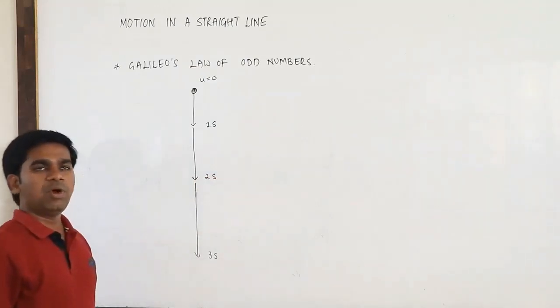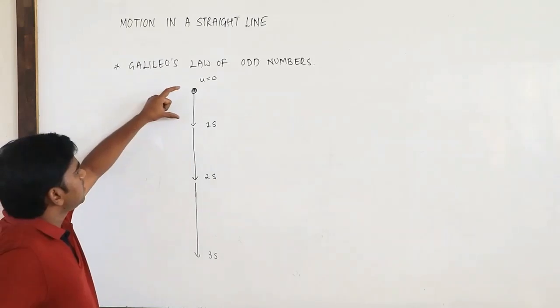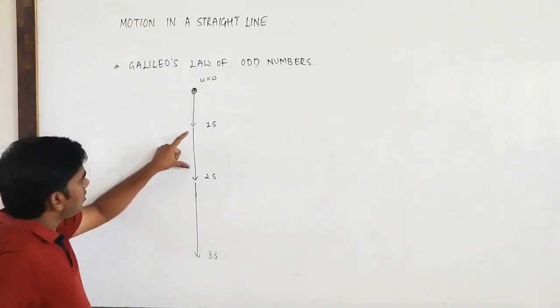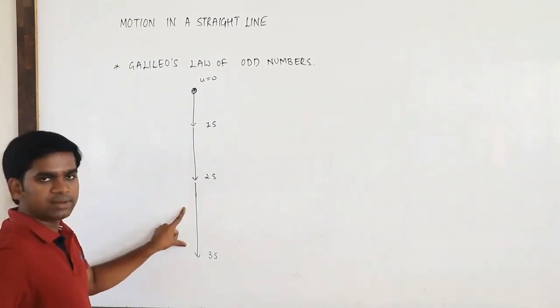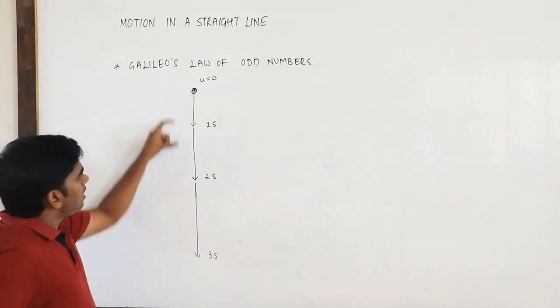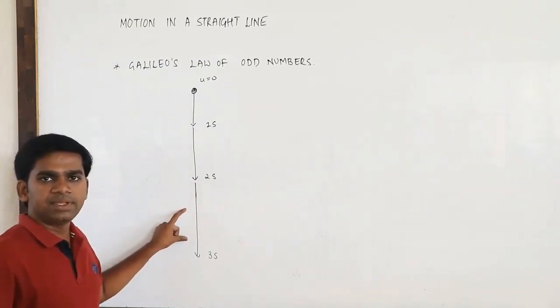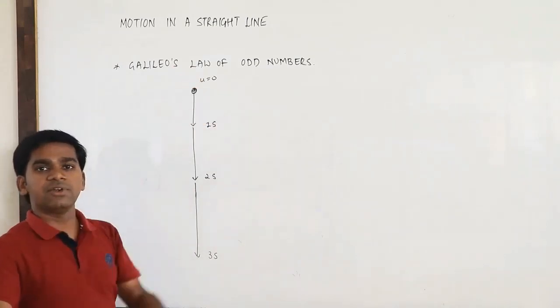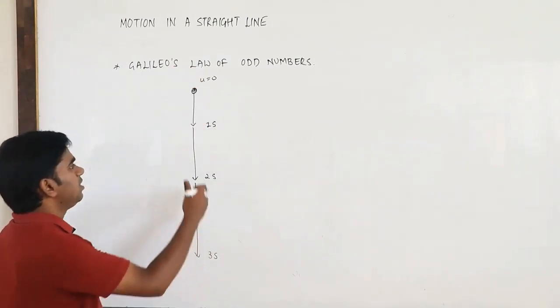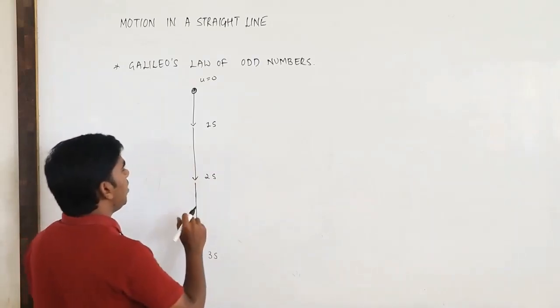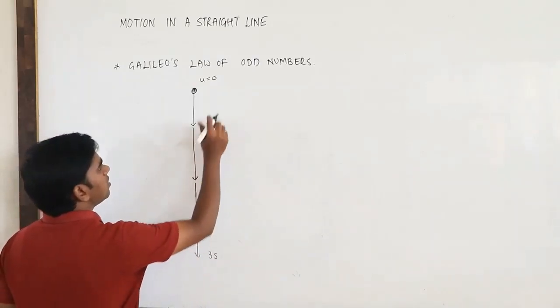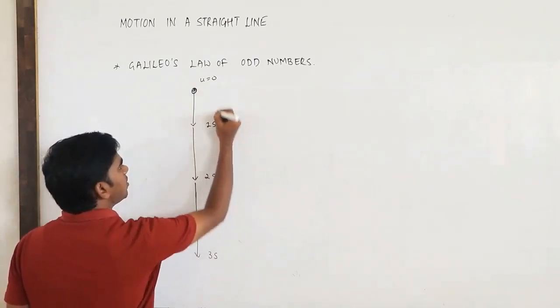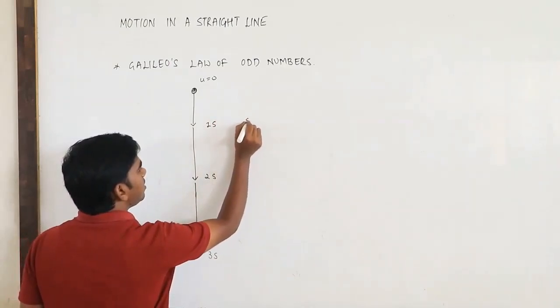What Galileo is saying: distances traveled in 1 second, here also 1 second, here also 1 second. Distances traveled in equal intervals of time are in the same ratio as the odd numbers starting from unity. Now you will understand after getting the values. Now here this is the distance traveled, S1. Here, how can we get S1?